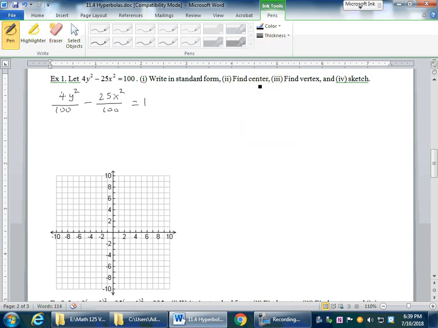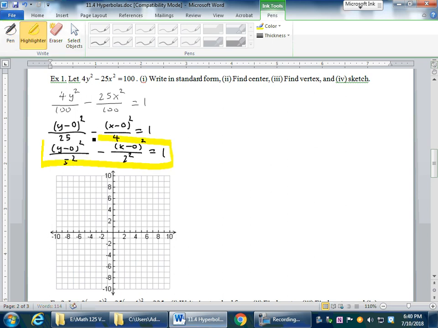When I simplify it, that will become (y minus k), my k in this case is 0, squared over 4, and then 100 reduces to 25, minus (x minus 0) squared over, 25 over 100 reduces to 4, equal to 1. So I know that (y minus 0) squared over 5 squared minus (x minus 0) squared over 2 squared equals 1. That tells me I have put it into standard form already.